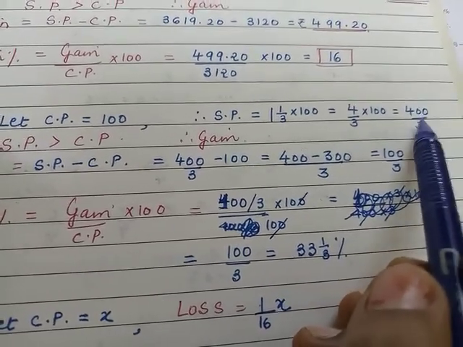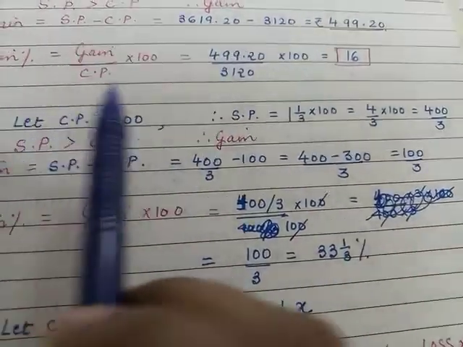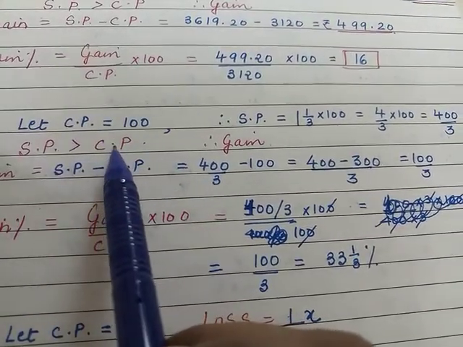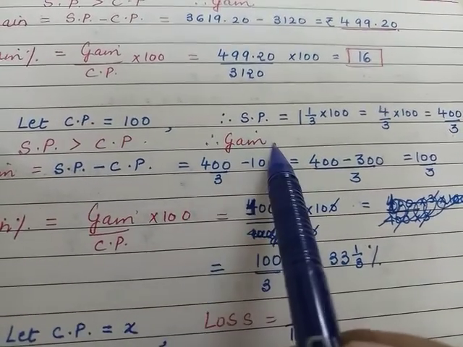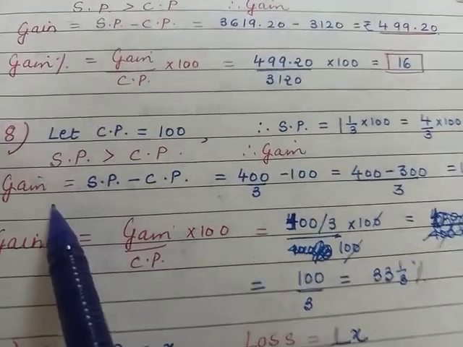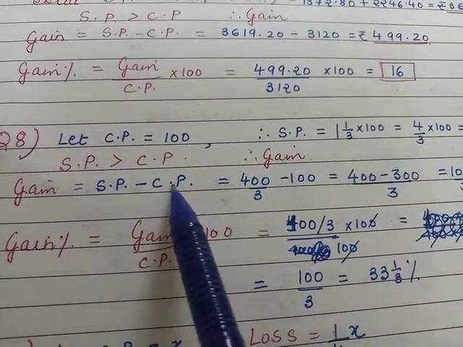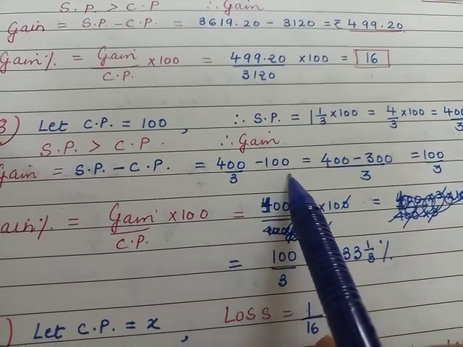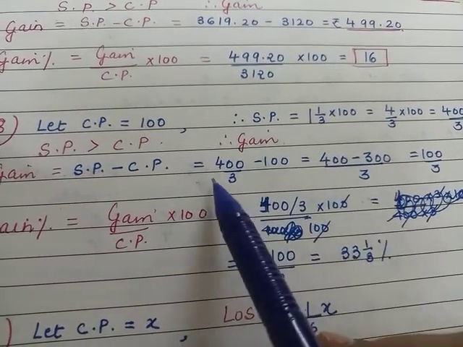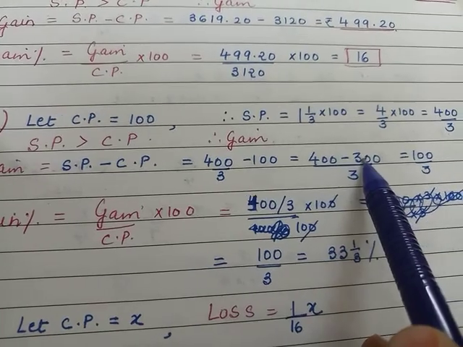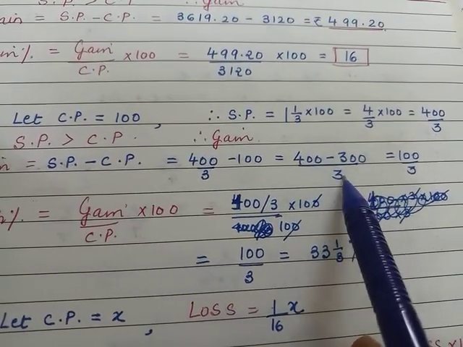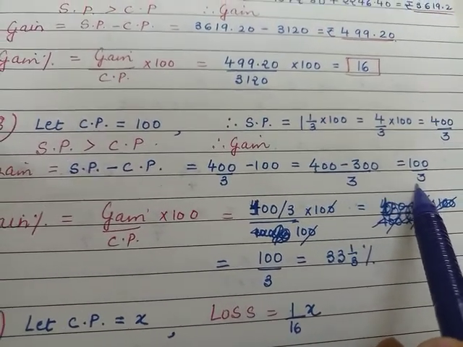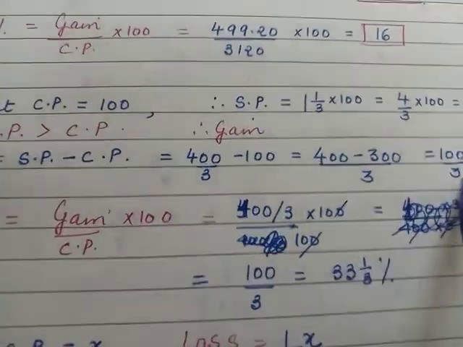So SP is greater and the CP is less. So we write SP is greater than CP, so it is a gain. How do we calculate gain? Selling price minus cost price. So 400/3 minus 100. For the 3 you will take the LCM. 100 into 3 will give you 300. 400 minus 300 will give you 100/3. So this is the gain.